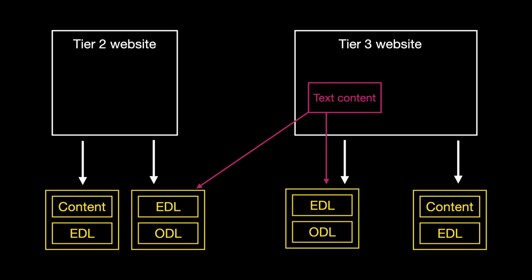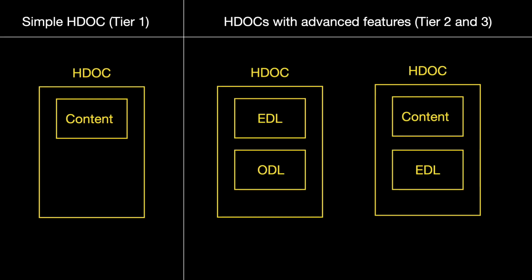Basically, there is no way to tell whether a website is a Tier 2 or Tier 3 site based on the type of HDoc it uses. The difference lies in the type of functionality that each website provides. There is only a distinction between the simple HDoc and HDoc variants with advanced features.